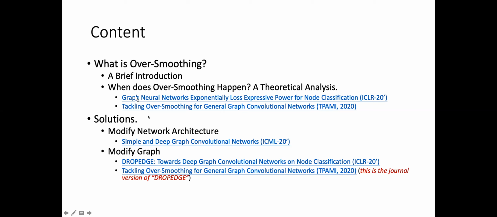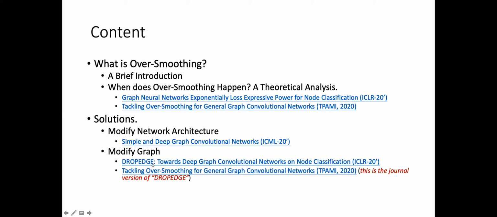In terms of solutions for oversmoothing, there are basically two different types of methods. The first is to modify the network architecture. An example of this type is the paper published in this year's ICML, "Simple and Deep Graph Convolutional Networks". The second type is to modify the graph structure. An example is "DropEdge: Towards Deep Graph Convolutional Networks on Node Classification", published in ICLR 2020.